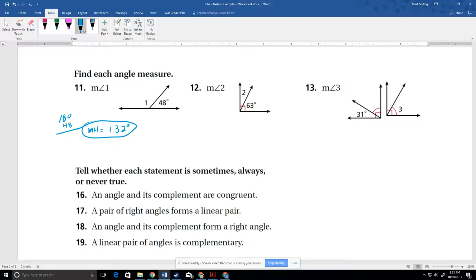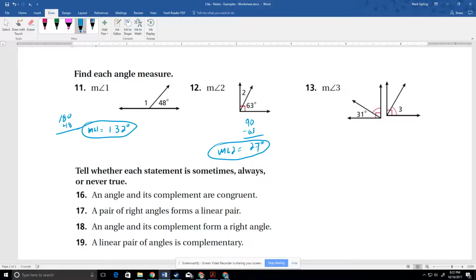In this case, we know that angle 2 and 63 are complementary. It adds up to this 90-degree angle here. So it's basically going to be 90 minus 63, right? And we get 27. So the measure of angle 2 equals 27 degrees.